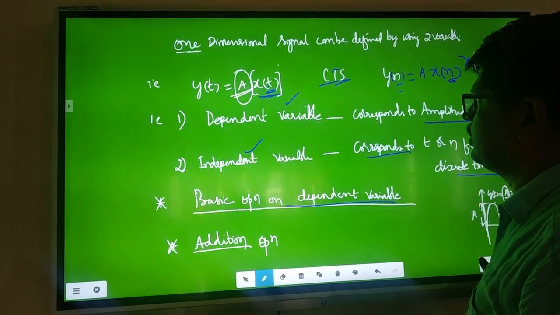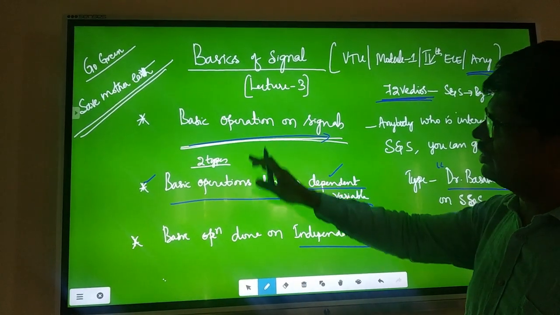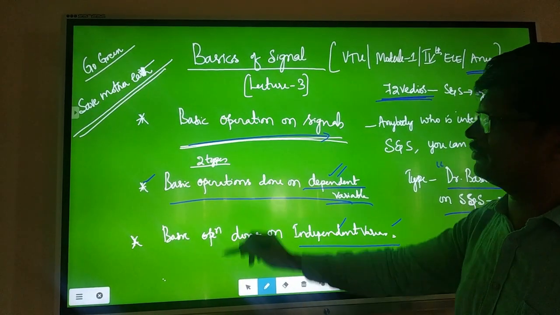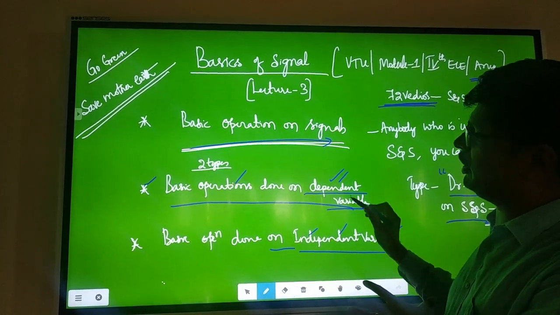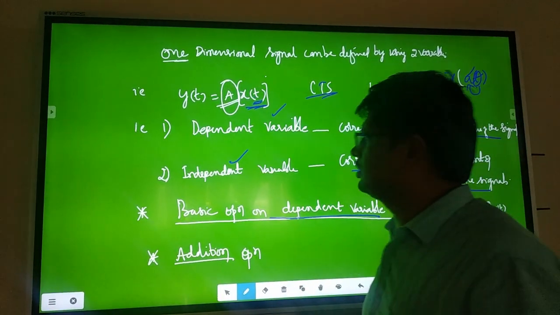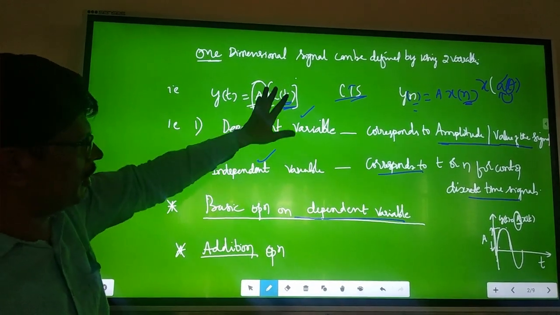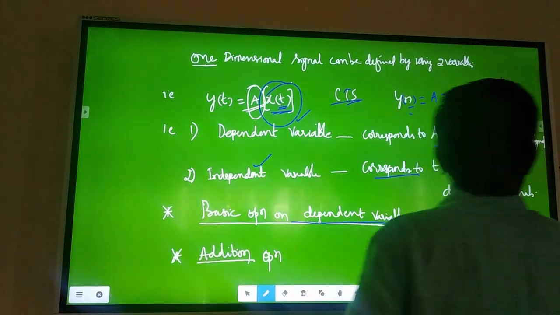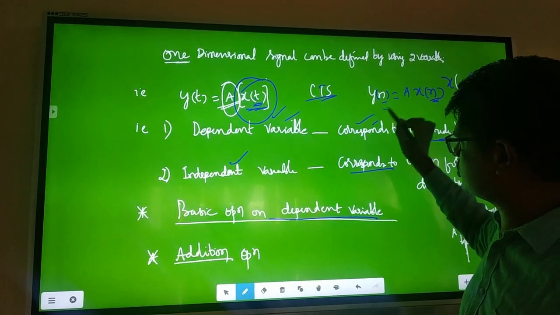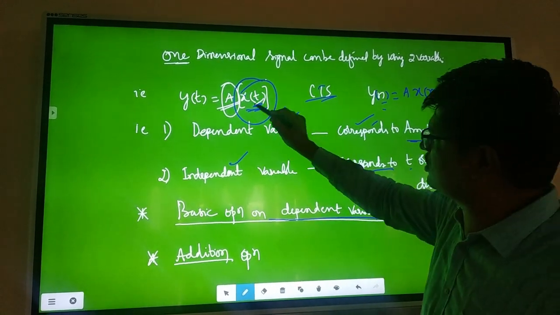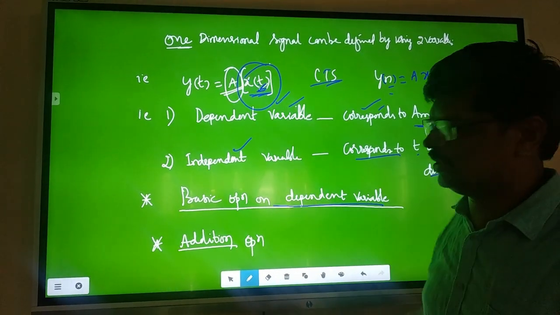Now let me quickly repeat. What are the basic operations on signals? Based on the dependent variable and the independent variable, there are different operations. Five operations are done on the dependent variable and the other three on the independent variable. Today we saw the dependent variable operations. The dependent variable corresponds to the full signal, its amplitude or value. The independent variable corresponds only to the variable inside, t or n for continuous and discrete time signals. This is independent, this is dependent.